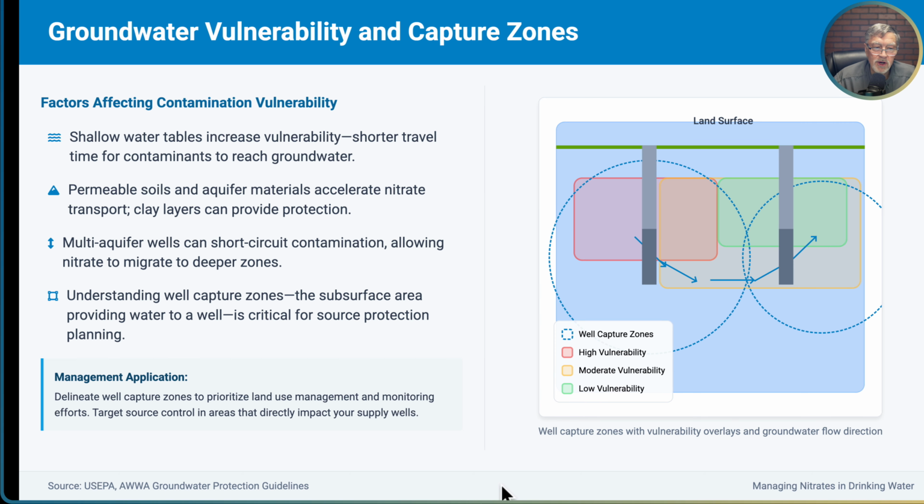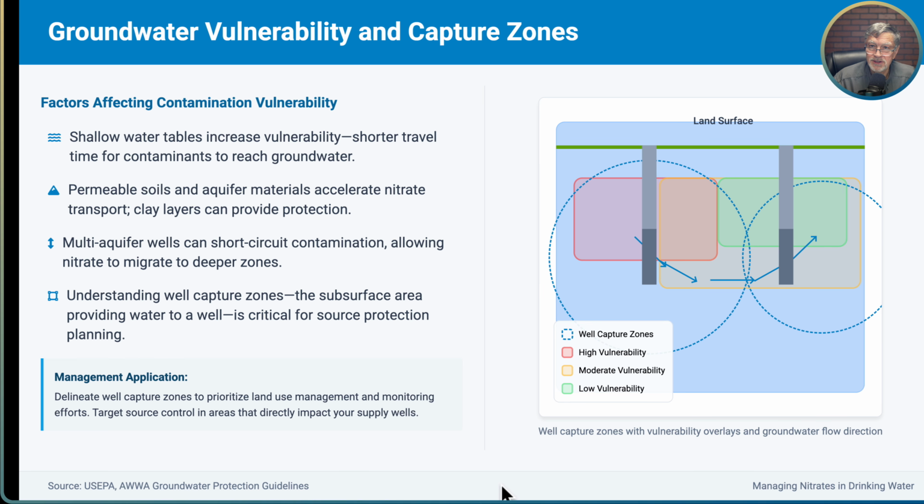So you want to understand the well capture zones, the subsurface area providing protection to the well. That's critical for source protection planning. So delineate well capture zones prior to land use management and monitoring efforts. Target source control in areas that directly impact your supply wells. So you're going to want to understand where the capture zones are, and you're going to do the source area protection around those areas where the capture zone of your well is located, so you understand what's coming into the well.